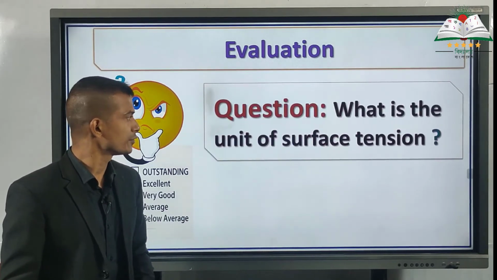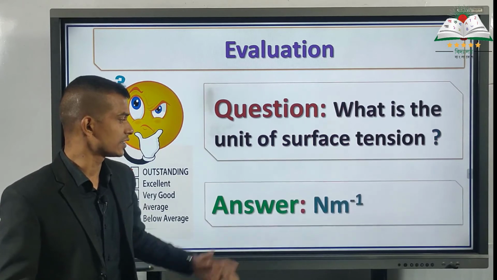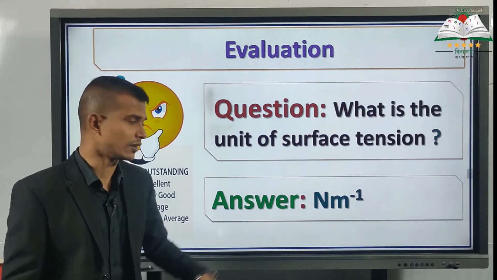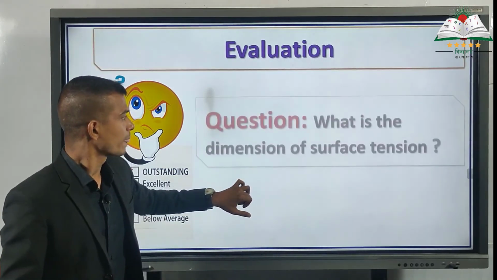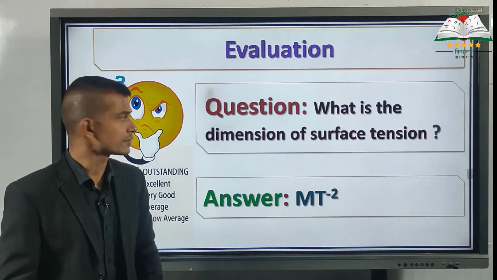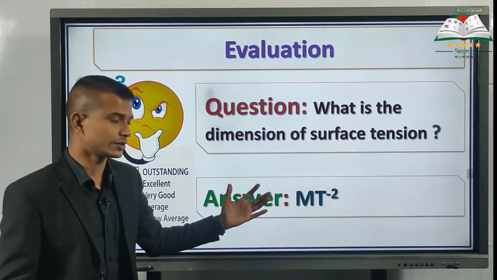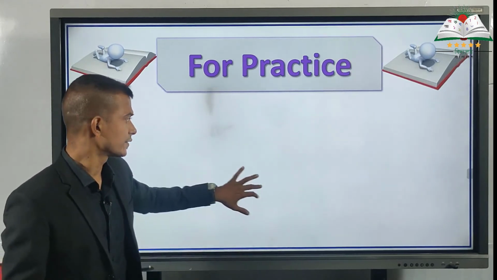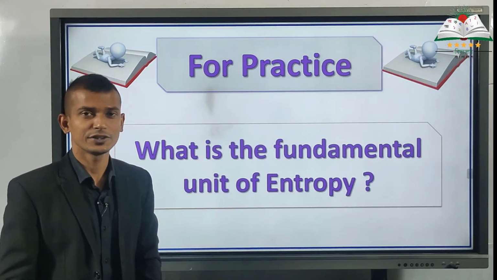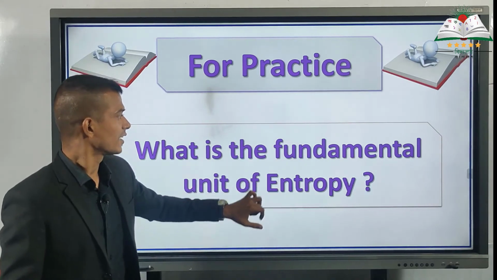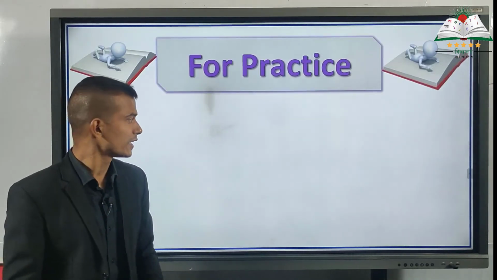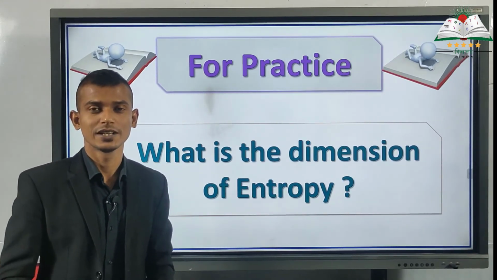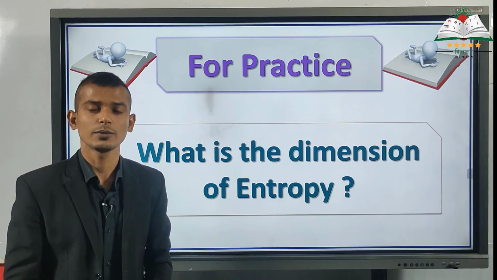Next question is, what is the unit of surface tension? Surface tension has a unit of Newton per meter because it was defined as T equals F by L. Now, what is the dimension of surface tension? It's MT inverse 2. Now, I have kept two questions for you to practice. The first one is, what is the fundamental unit of entropy? And the second one is, what is the dimension of entropy? I think if you have watched this lecture and understood, you will be able to answer it.